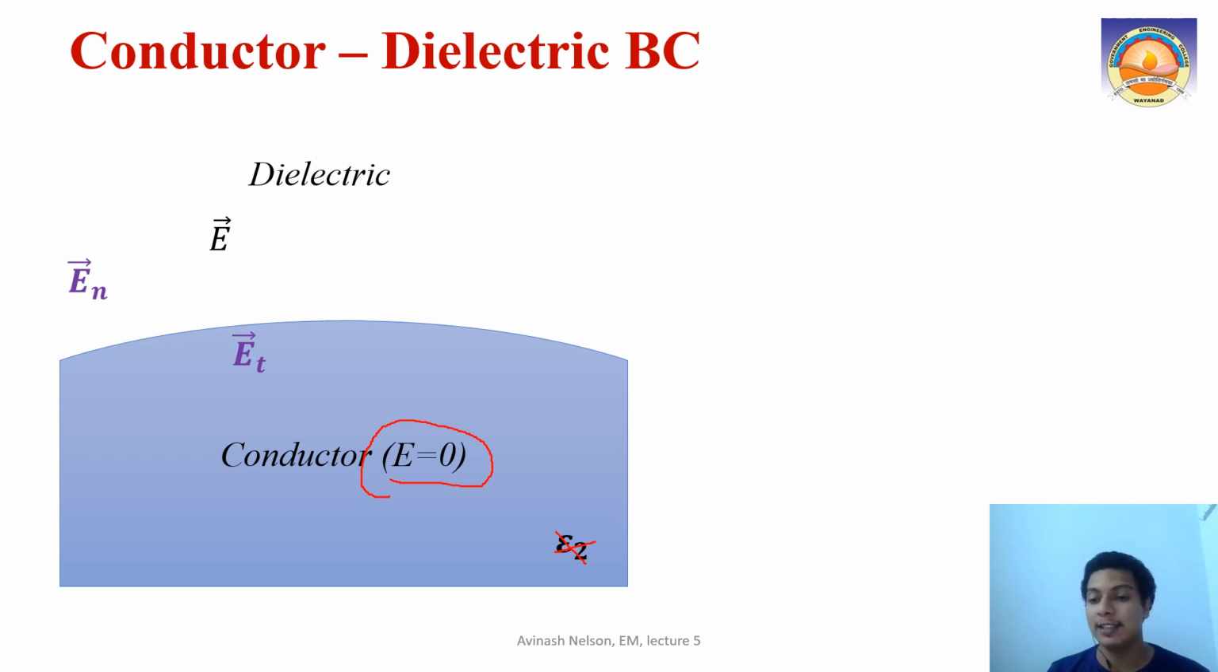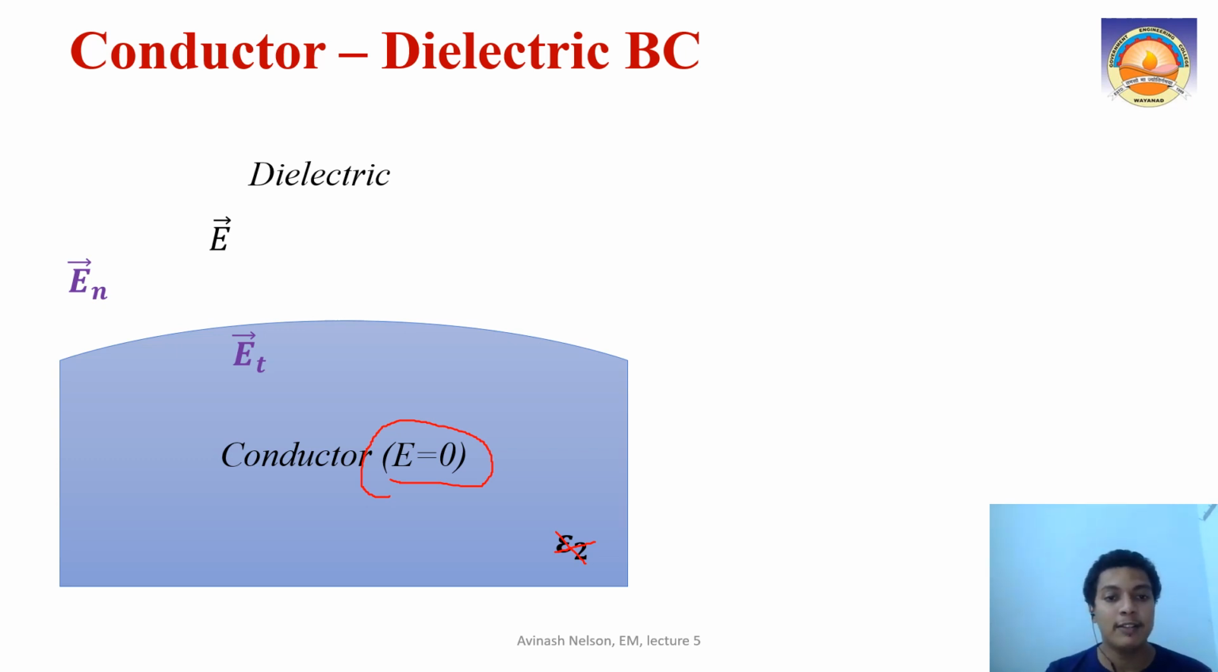We already saw the reason also. Why is the electric field 0 inside a conductor? Because the conductivity tends towards infinity. We had a discussion about that in our second lecture. So the electric field is 0 inside a conductor. This is the fact that we are going to exploit to find the boundary condition in the case of a conductor-dielectric boundary.